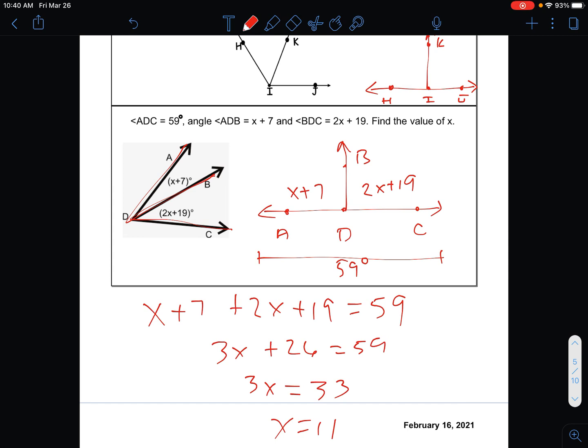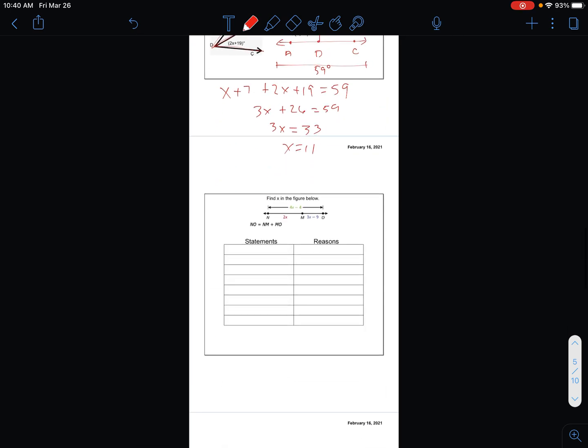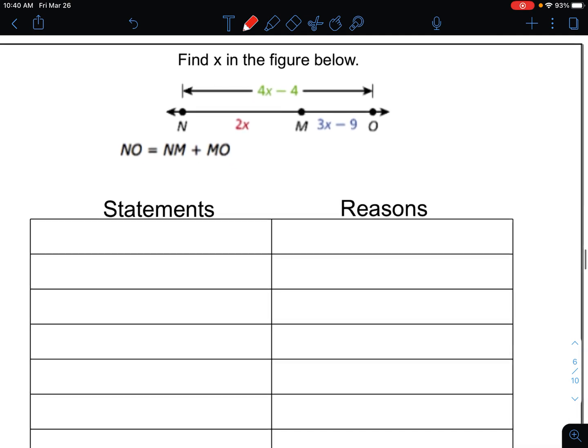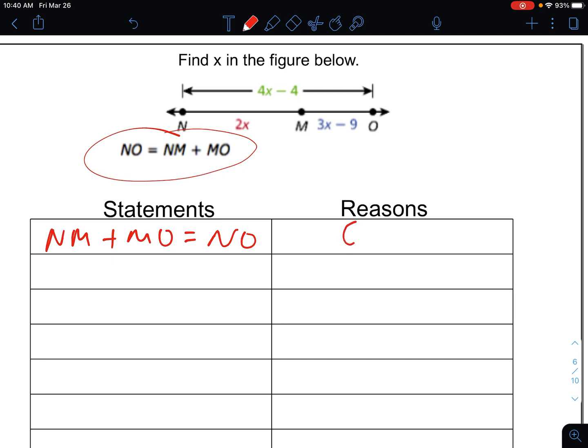There's other things like bisect. Remember, if you're using bisect, it cuts things in half, so you could set them equal to each other. We would use definition of bisect. Okay, so let's go through. They give us the picture, and they give us this, NM plus MO equals NO. All right, that's given to us. That is also the segment addition postulate. NM plus MO is equal to the whole, right?